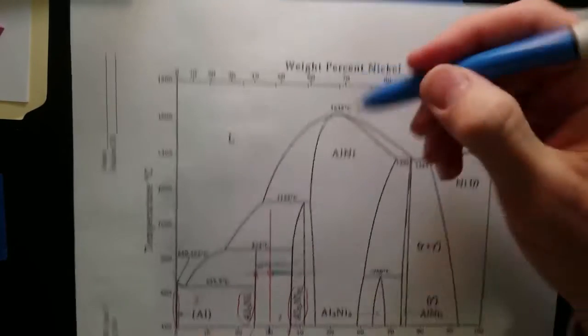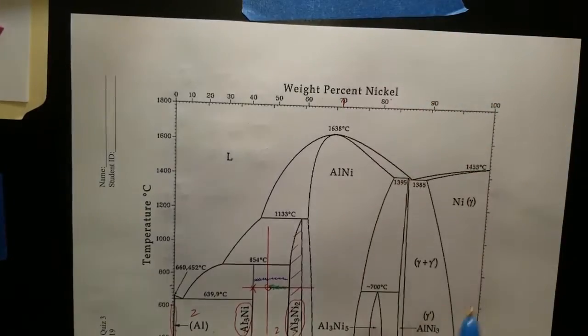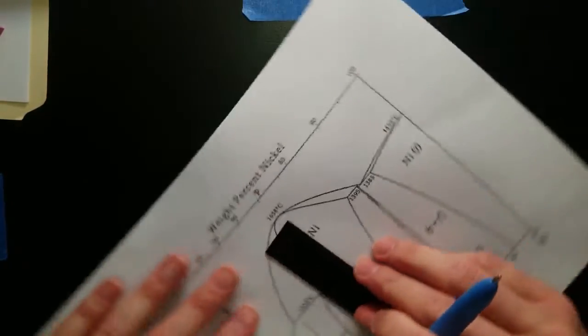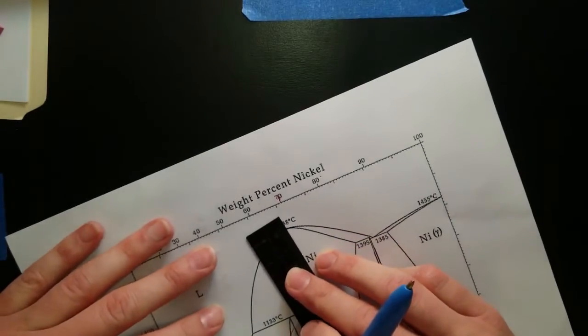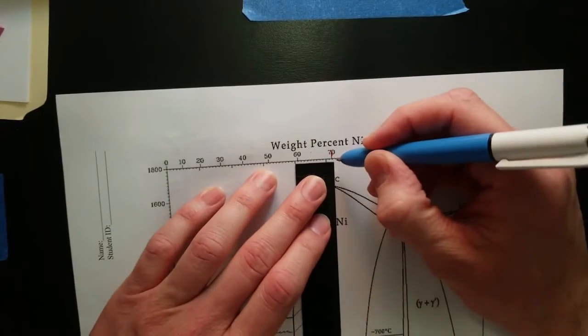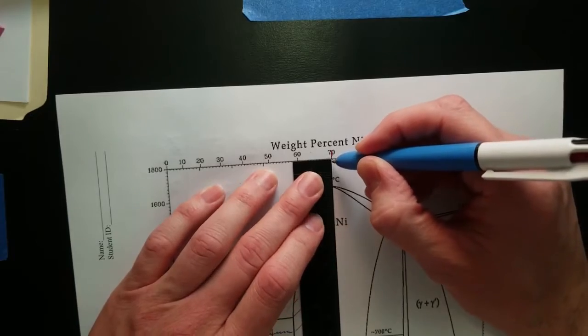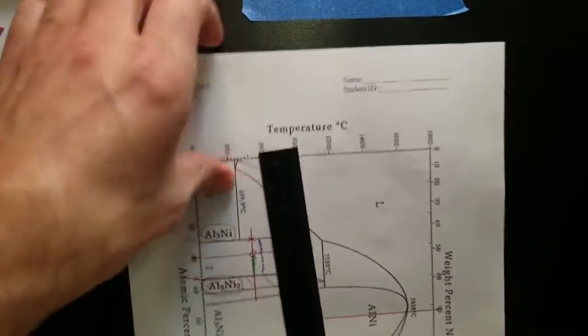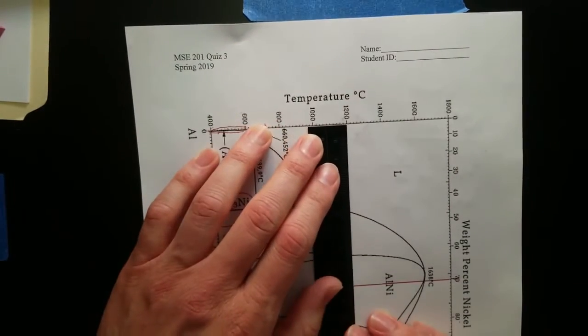So let's go here to 70 weight%. 60, 70, and 1200 Celsius.